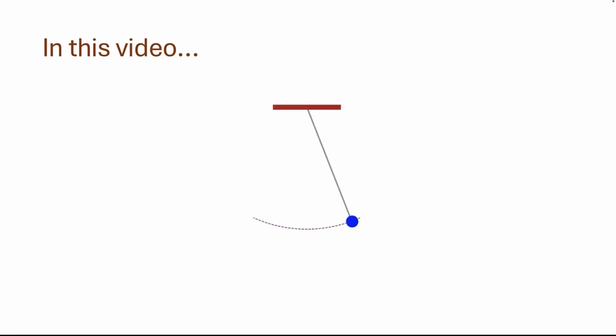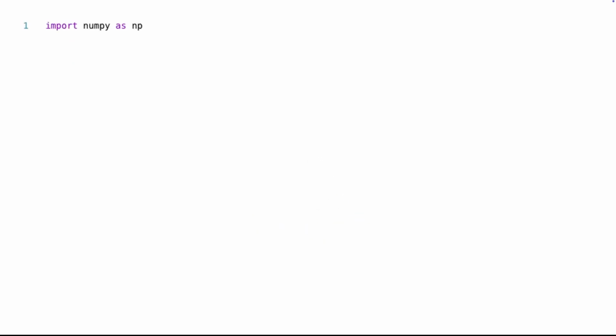In this video, I'm going to show you how to make this simple pendulum animation using Python with Matplotlib. Let us start. First, import NumPy, as we will be working with arrays and do math. Since we need to make figures, import matplotlib.pyplot. To create animation, from matplotlib.animation, import FuncAnimation.